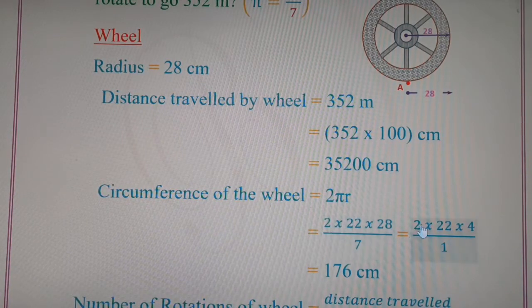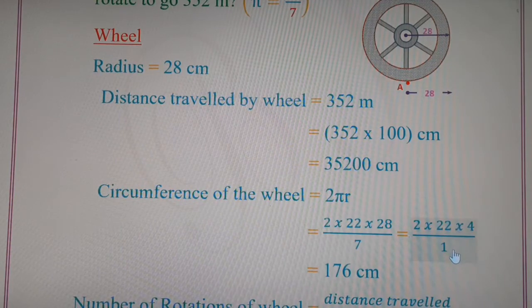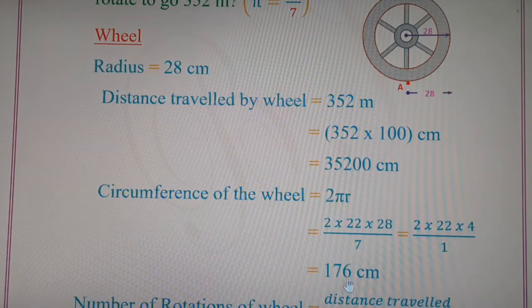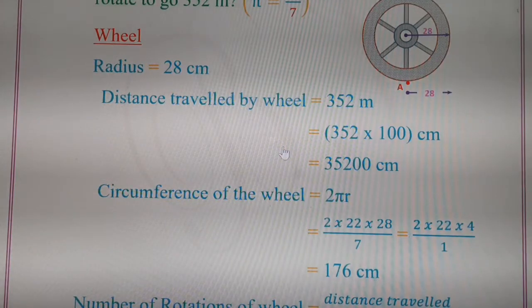2 and 22 I'll copy as it is in the numerator. So 2 into 22 into 4, whole upon 1. Answer will be 4 2s are 8, 8 into 22, the answer will be 176 upon 1. 176 upon 1 means our answer will be only 176, and centimeter, because the unit is given in centimeter. Circumference of the wheel is 176 centimeter.